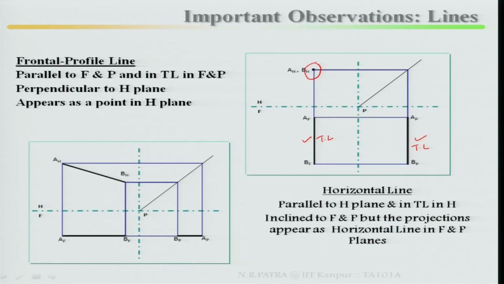Similarly, look at the horizontal line here: a line parallel to the horizontal plane and in true length in horizontal, inclined to frontal and profile, but the projections appear as horizontal lines in the frontal and profile planes. What does it mean? It is parallel to the horizontal plane, so true length in horizontal, inclined to frontal.